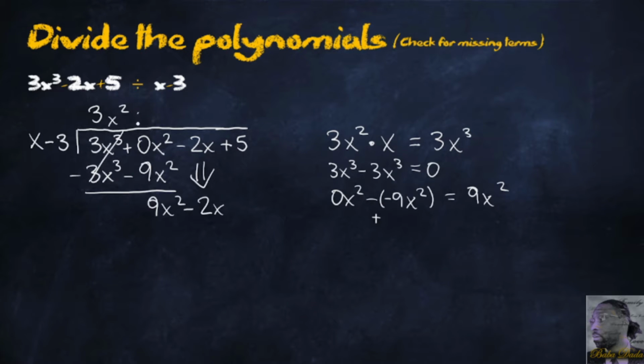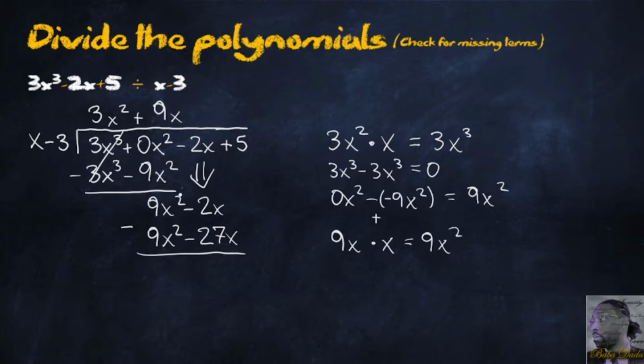Okay, and that number is going to be 9x, because 9x times x equals 9x squared. And so that will be 9x squared. And then 9x times negative 3 is negative 27x.